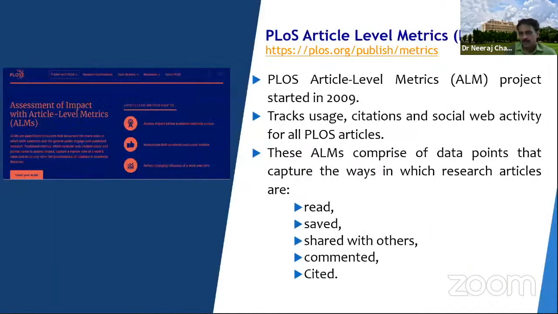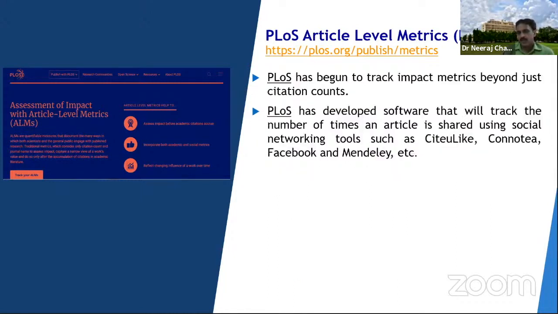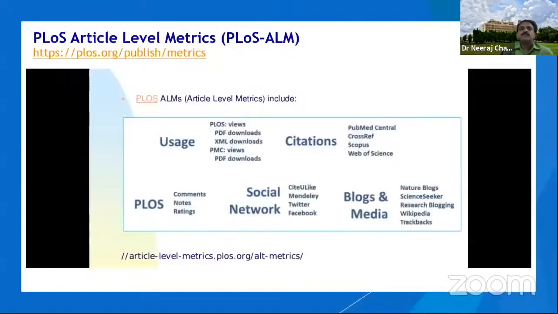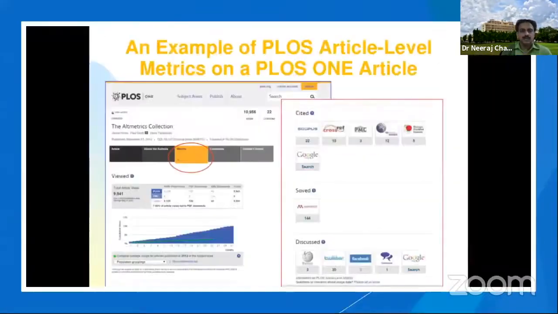Next one is Article Level Metrics. This is one of the projects which was started in 2009. It tracks the citations or social web activity of PLOS articles. Public Library of Science, that is PLOS, all the papers which are published by the PLOS, those are captured. So this article level metrics comprise the data points that capture in different ways all the reads, saved or shared with others, or commented by others, or cited. These are the 5 areas from where it takes the data. Looks like this.